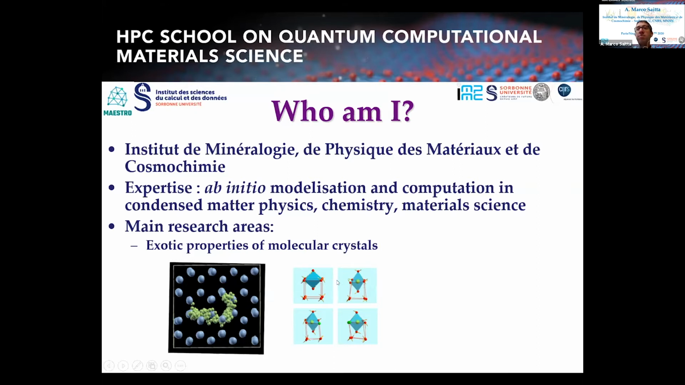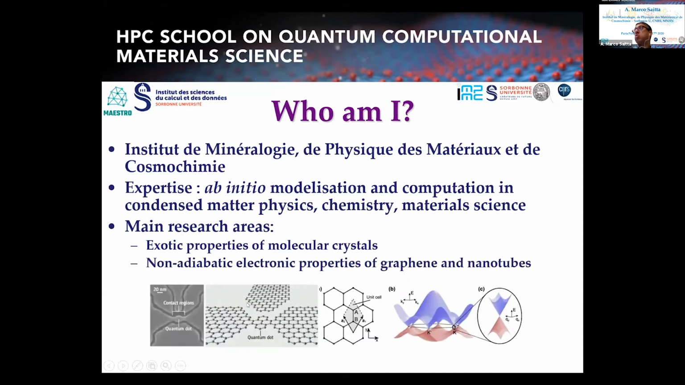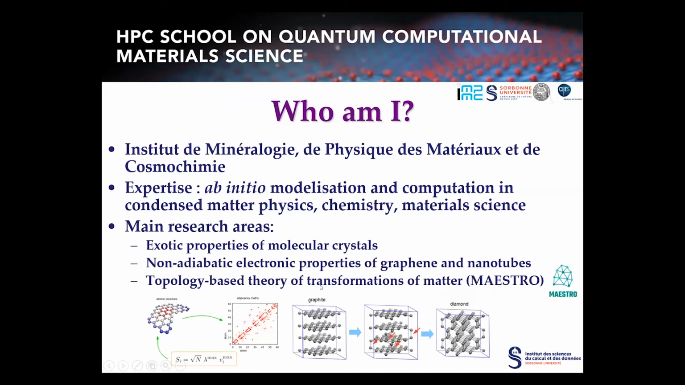This is something we did on predicting and synthesizing salty ices. In my past, I've also worked with graphene and nanotubes, which we'll see a little bit about later on, and in particular some non-adiabatic properties. I will say a word about adiabaticity in a moment. And then the bulk of my research today is pretty much what is carried out in the Maestro Consortium, which I will say a word about in a moment.